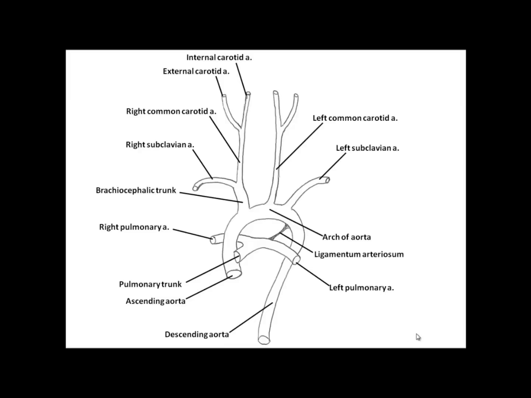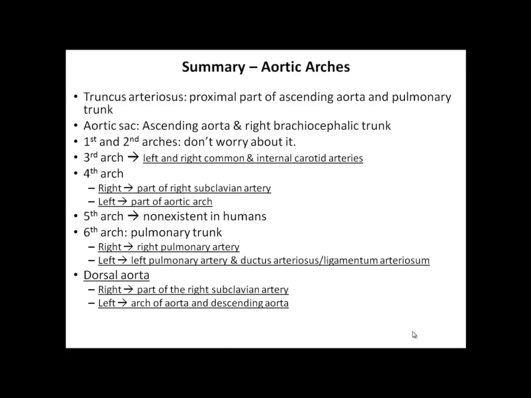So going from one state of affairs to this convoluted and fairly complex system takes several steps. I'm going to illustrate that as easily as we can. The final product goes like this. Quick summary of what we're going to be seeing: the truncus arteriosus, the outflow tract, will form part of the proximal aorta, the ascending aorta, as well as the pulmonary trunk, both of the major outflow vessels.